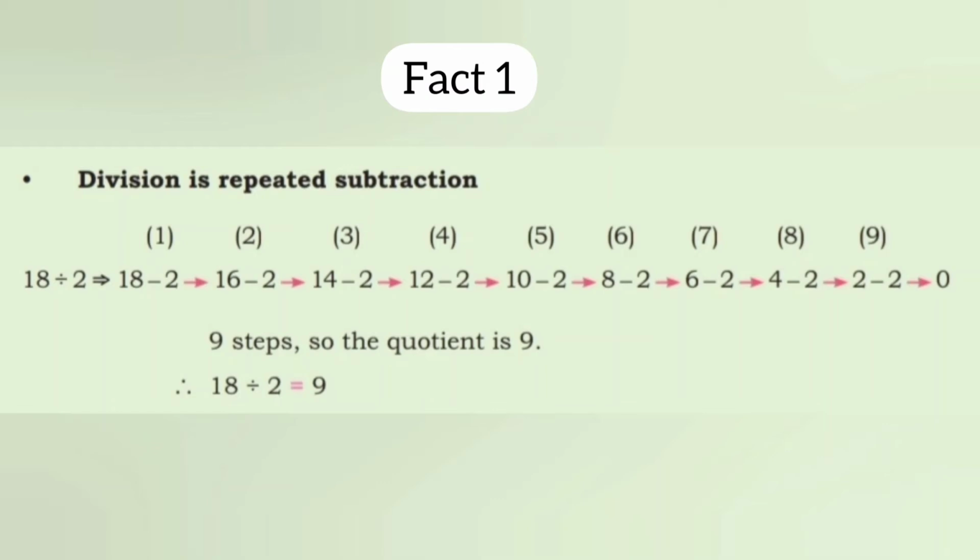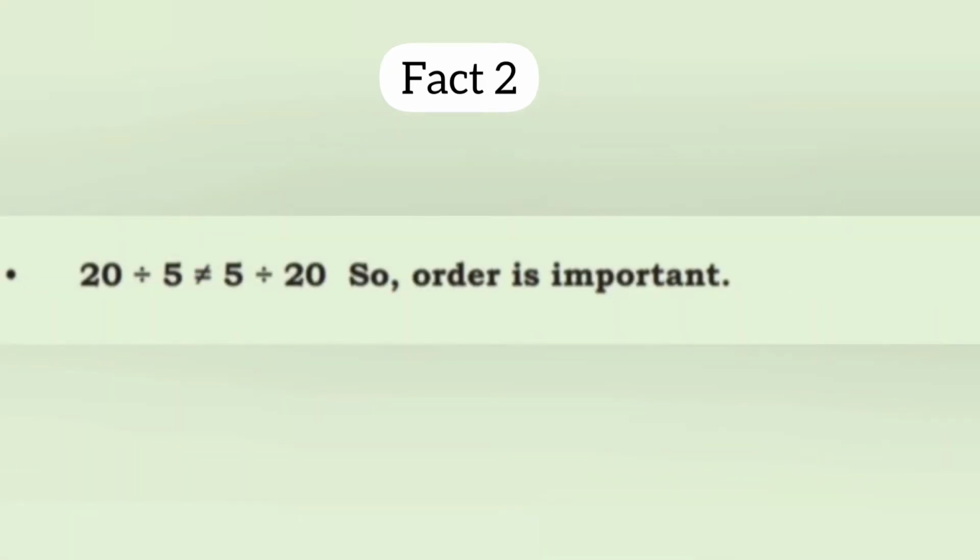Now can you tell me what is the dividend there? That's right, 18. What about the divisor? 2. That's right. And 9 is your quotient. Let's look at the second property. 20 divided by 5 is not equal to 5 divided by 20. So order is important. In multiplication, the order is not important. In division, the order is important.